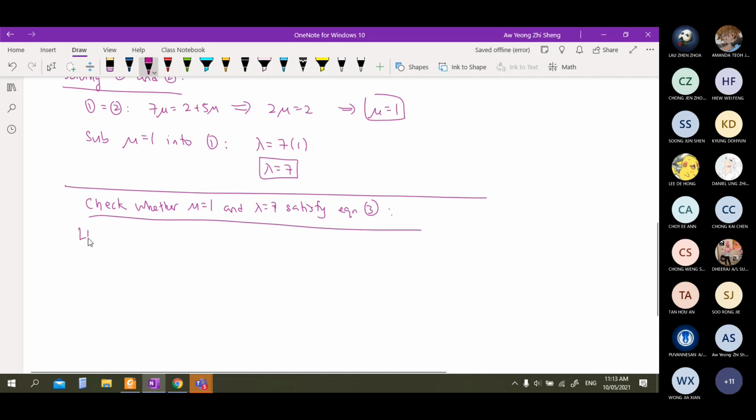Okay, so you compute your left hand side of equation 3 and right hand side of equation 3 separately. Left hand side of equation 3 is minus lambda, according to our equation 3 above. So it's minus 7. Right hand side of equation 3 is minus 2 plus mu, which is minus 2 plus 1, which is minus 1. And so these two are not equal. And you can choose to write not equal to minus 7 here to make it more obvious.